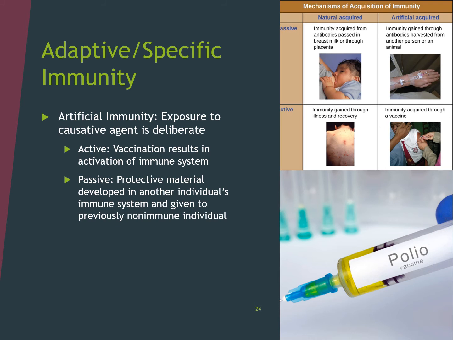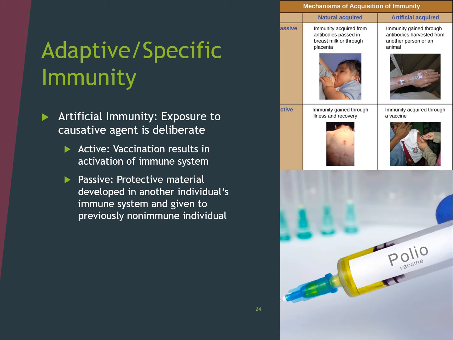Just as there is active and passive natural immunity, there is also active and passive artificial immunity. So when we're talking about artificial immunity, we mean that we are exposed to a causative agent on purpose. It was a deliberate exposure. Remember, natural means we were accidentally exposed to it. We didn't go seek to be exposed to chickenpox or seek to be exposed to measles, right? It was an accident. But here, when we're talking about artificial immunity, we mean that we exposed ourselves to it on purpose.